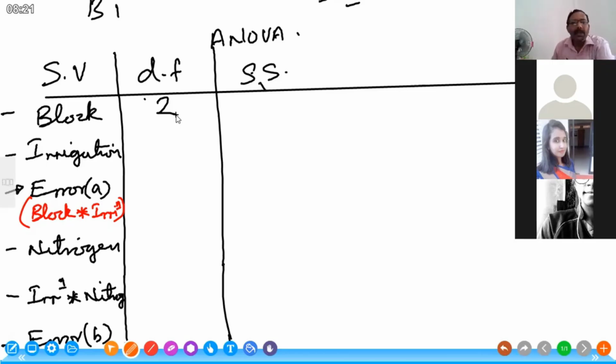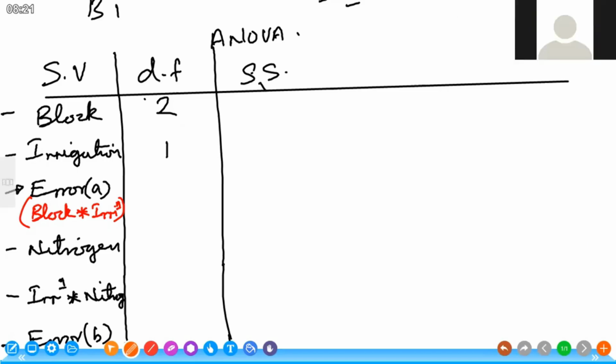Madhusha, tell me what is the degrees of freedom for irrigation? 1, sir. There are 2 levels of irrigation. Good. I will catch up another person. So tell me what is the error degrees of freedom? You can think about your formula. What is your formula? Put it in the formula and get the answer.